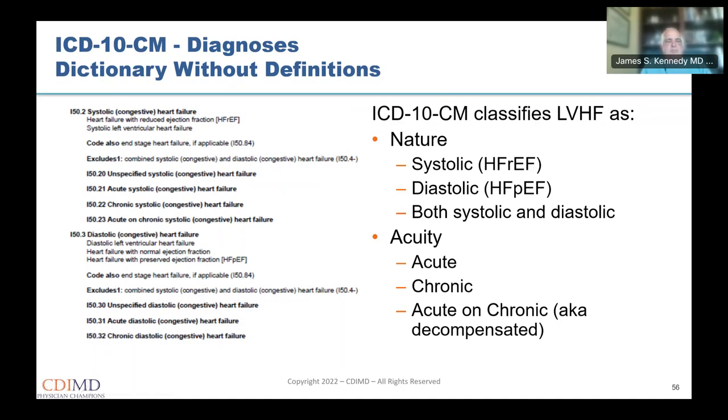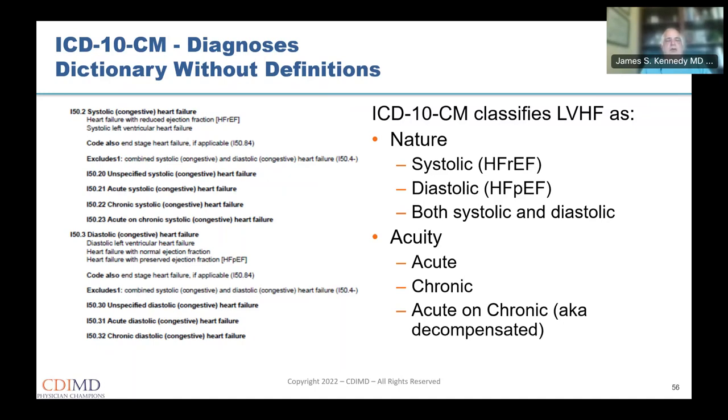HFpEF. What defines heart failure? What defines systolic or diastolic heart failure? What is a normal ejection fraction? What is preserved? What is reduced? When is it acute? When is it chronic?